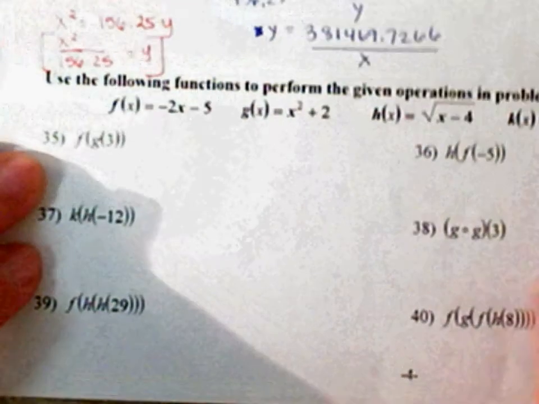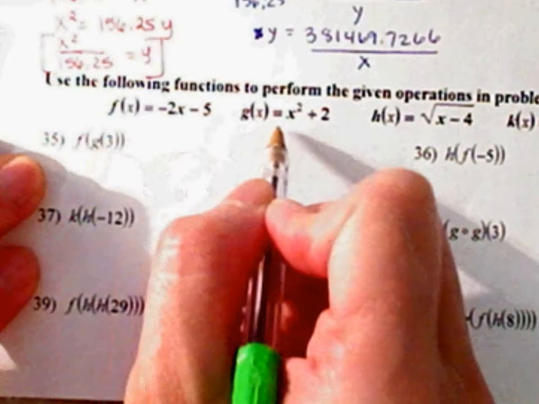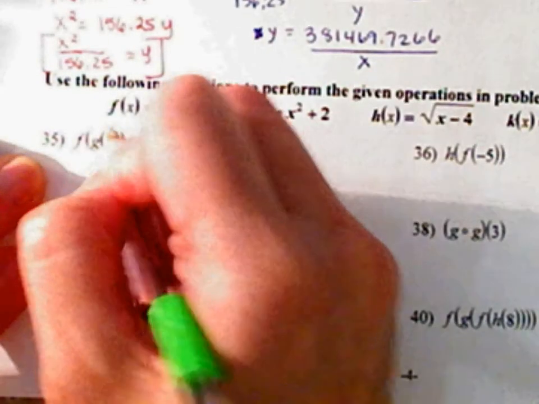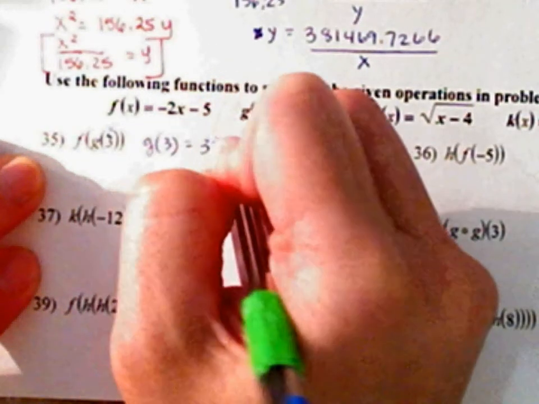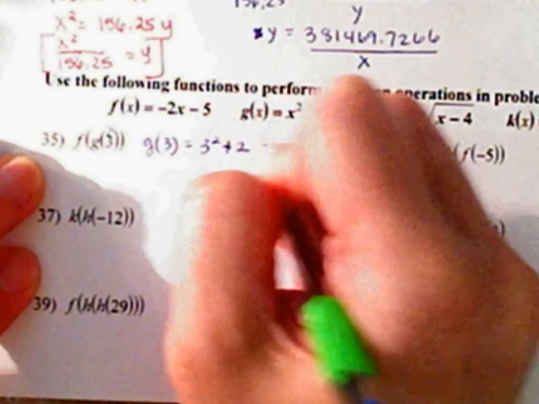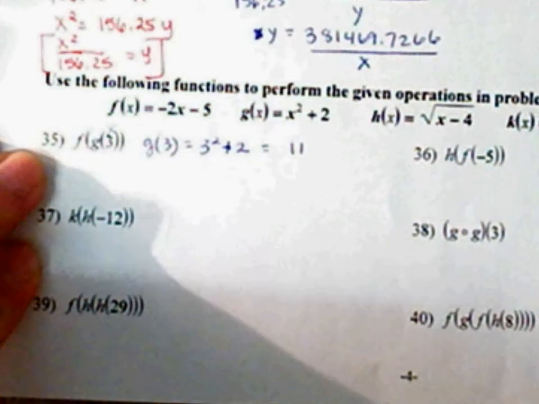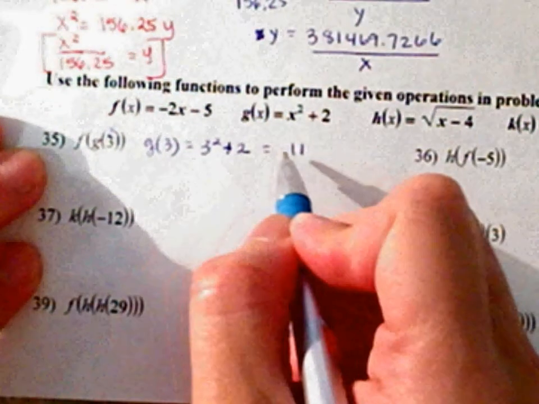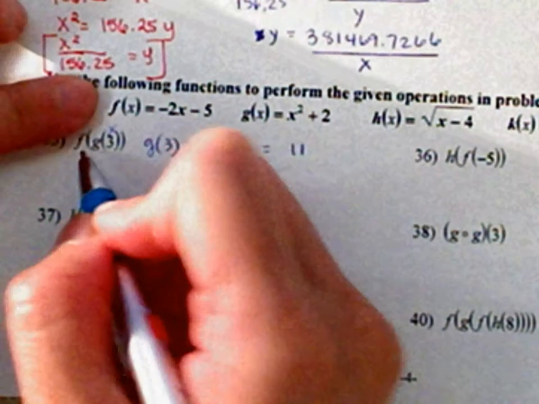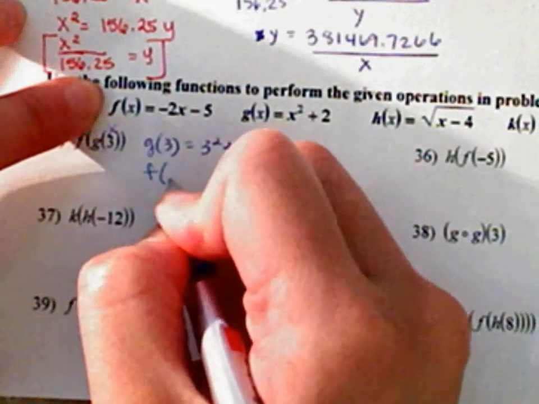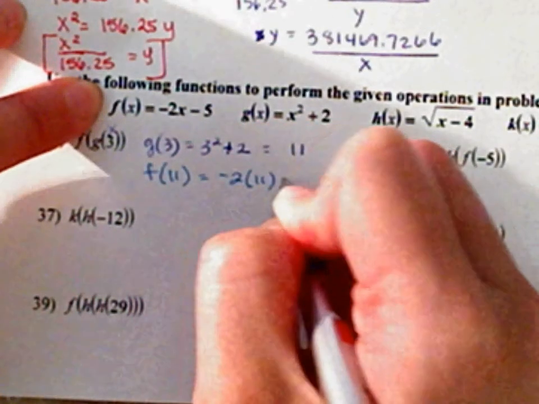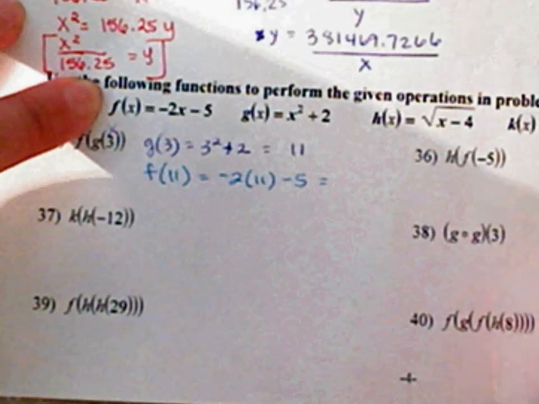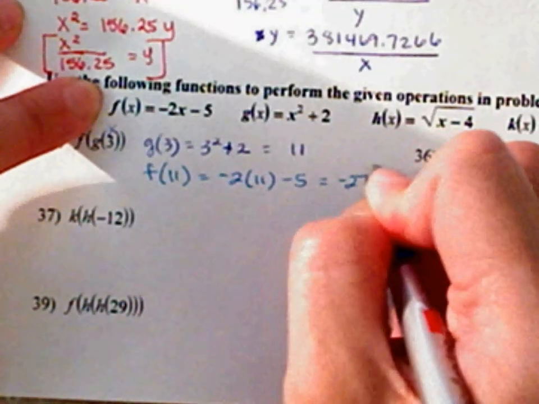So what's your g? Your x is now a 3, so you're going to go g of 3 is equal to 3 squared plus 2, which comes out to be 11. All right? Then you're going to use this to plug into your f. Here's your f. X, g of 3 is now 11, so negative 2 times 11 minus 5. That comes out to be negative 27. There's number 35.